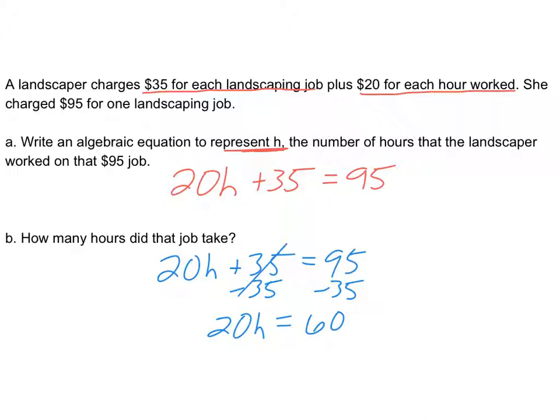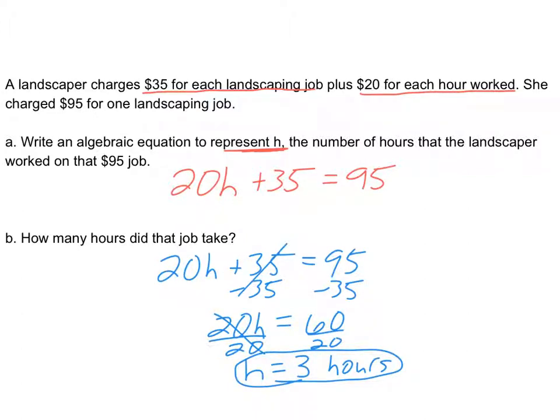Now I've got to undo this multiplication of 20 times h, so I'm going to divide both sides by 20. Divide by 20, divide by 20. On the left, it cancels out, leaving just h. On the right, 60 divided by 20, if I type that in, I would get an answer of 3. She worked 3 hours on this landscaping job.